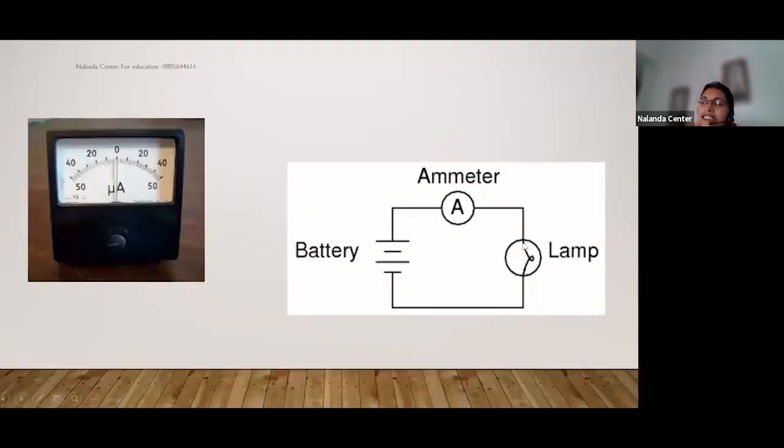Now, how do we measure current? We measure current using the instrument ammeter. How is it connected? Ammeter is always connected in series with the point where current is supposed to be measured. And ammeter is of very, very less resistance, because we want all the current to pass through it. For that reason, ammeter is of very negligible resistance, and moreover, ammeter is always connected in series to the point where we have to measure the current.